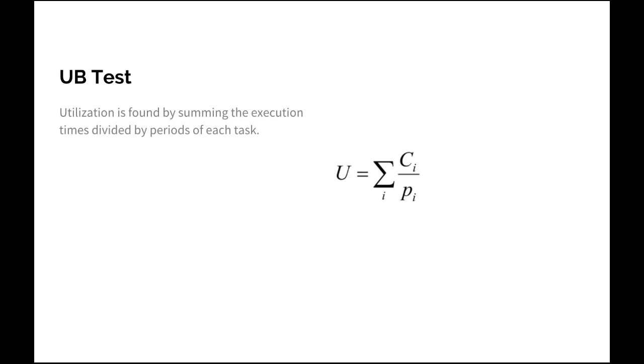We have this idea of what's called utilization. In order to find the utilization of all of your tasks, all you do is take the sum of the ratios of the execution times over the periods. So task 1's execution over task 1's period, and then you sum that with task 2's execution time over task 2's period, and so on and so forth. This will then give you a value of your utilization.